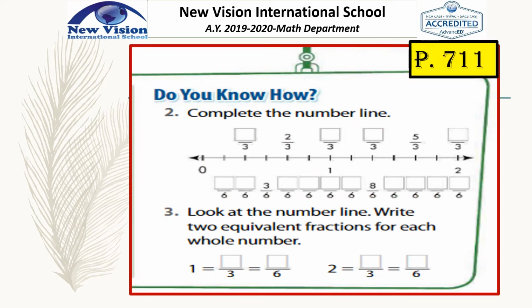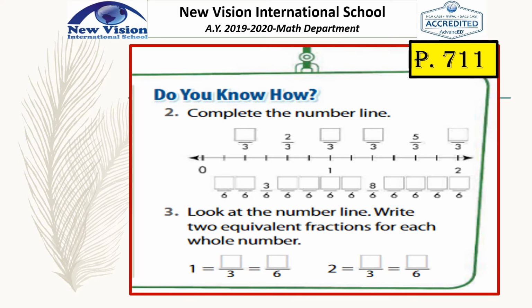Okay, this time we are going to do the do you know how, number 2. Complete the number line. As you can see, there are some missing numbers. So all you have to do is to fill in or complete the number line. You have 1 minute to do that. Once you're done, play the video again.